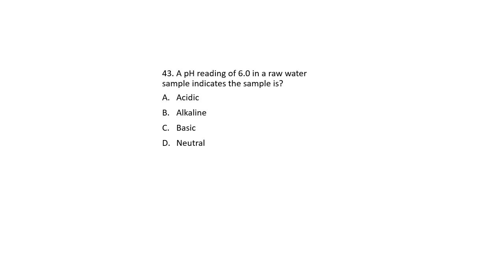A pH reading of 6 in a raw water sample indicates the sample is acidic, alkaline, basic, or neutral? On the pH scale, 0 to 6 is acidic, 7 is neutral, and 8 to 14 is basic, so 6 is going to be acidic.